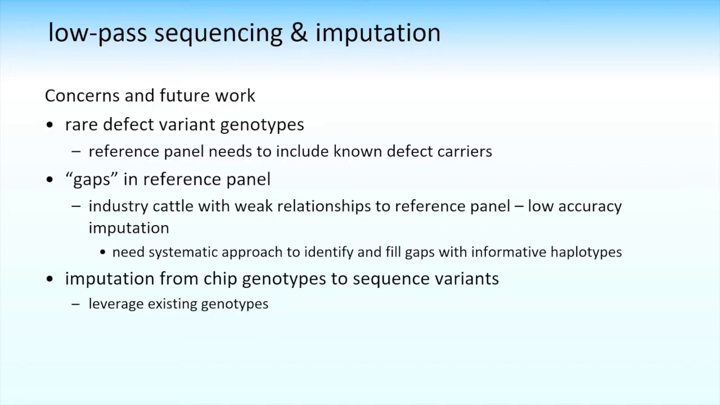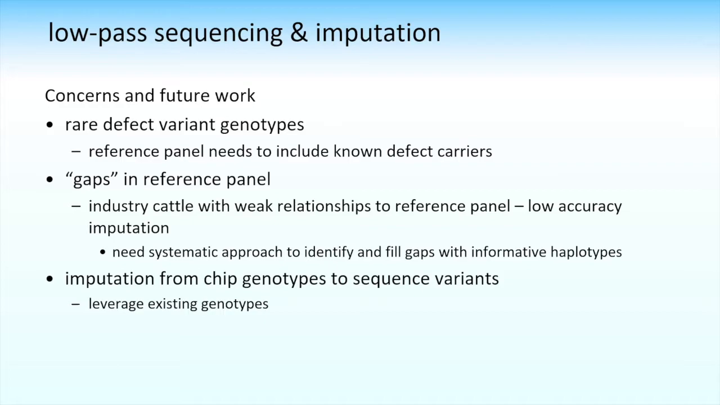All this does not mean that we're completely satisfied with imputation from low pass. One particular concern is accuracy of imputing genotypes for genetic defects. We need to know the sequence variants causing the defect, and the reference panel needs to include defect carriers to have any chance of low pass sequence matching haplotypes with the defect alleles. Lower accuracy of Brahman-influenced composite bulls and steers suggests a need for more indicus influence in the reference panel.